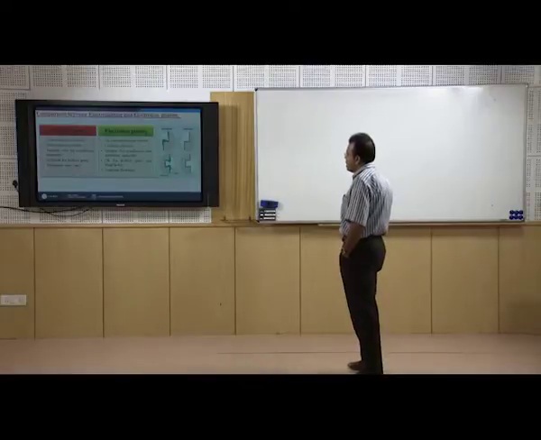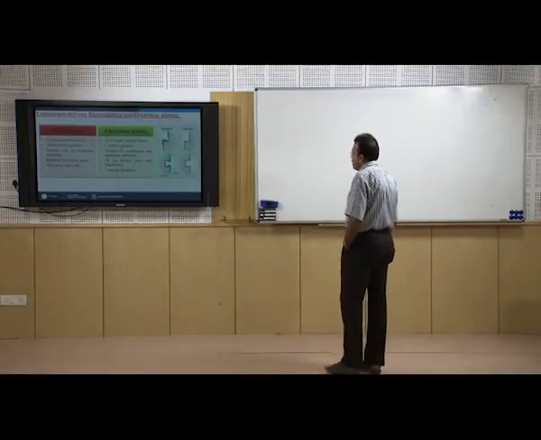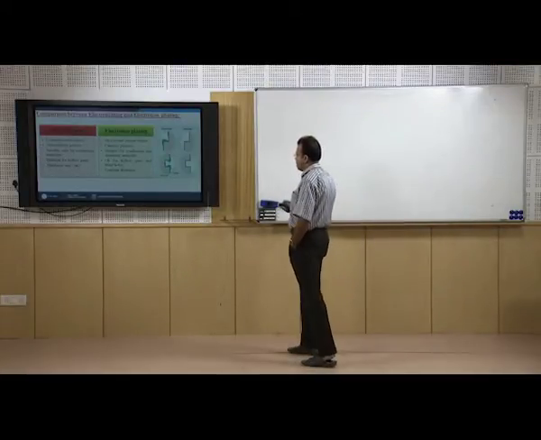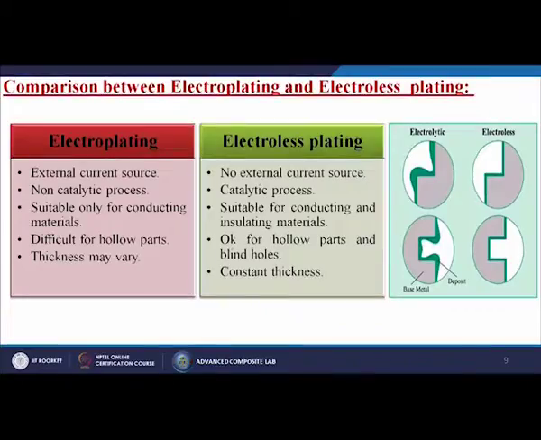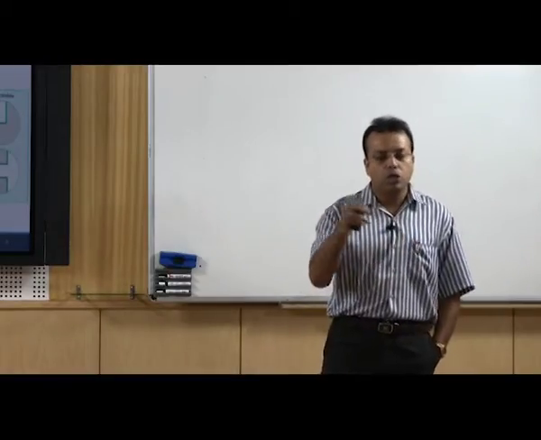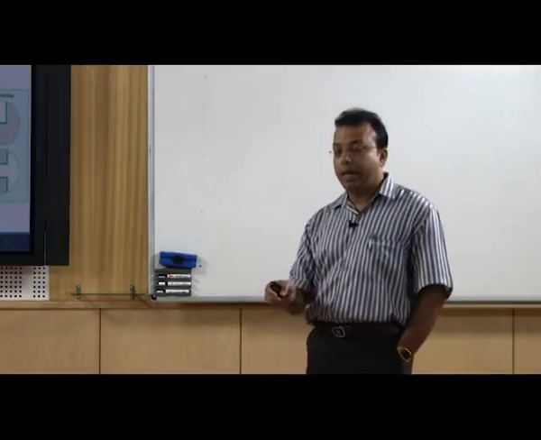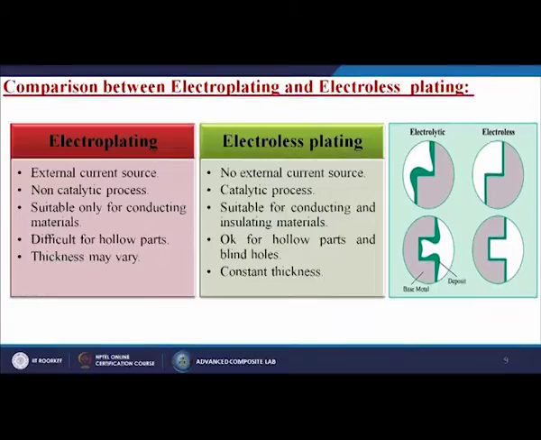Then we are going to discuss the comparison between the electroplating and the electroless techniques. For electroplating, we use an external current source, it is a non-catalytic process, and it is suitable only for conducting materials, because we are giving the potential difference between the anode and cathode. So, both the materials should be electrically conductive. It is difficult for hollow parts, and thickness may vary.